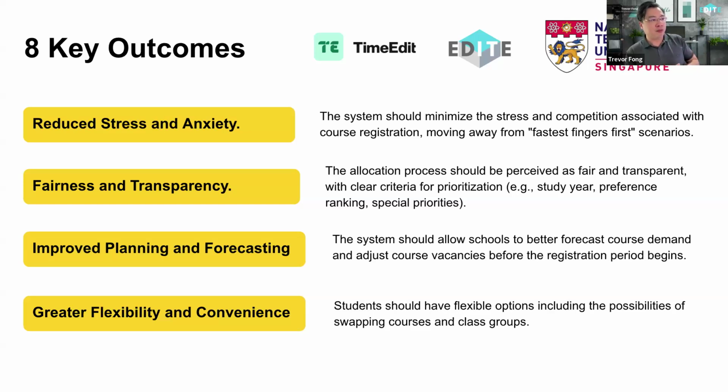That's another key outcome that we want. Students should have flexible options, including the possibilities of swapping courses and class groups. I think that's the one that Laura and Eileen, you mentioned about the marketplace, right? They are able to do some trading and stuff like that. Now, we won't say that we're going to have a marketplace per se, but we'll try to get some functionalities where students are able to do some swapping of class groups or something like that. I think Jordan will touch on that later as well. Jordan, anything else you want to add on this?